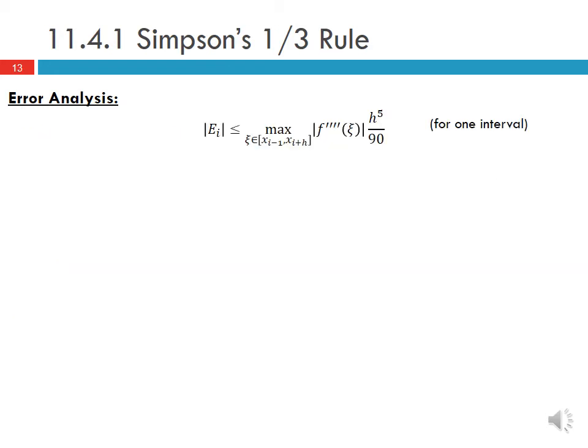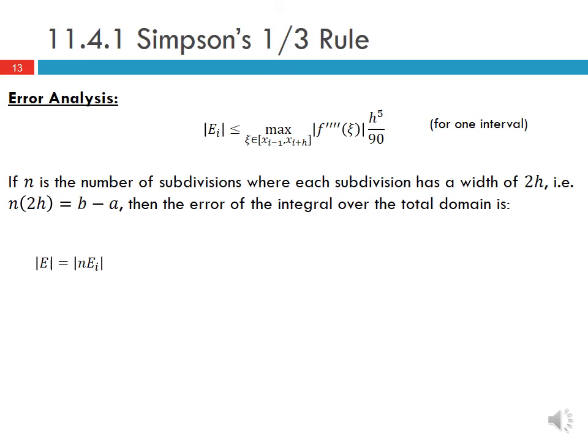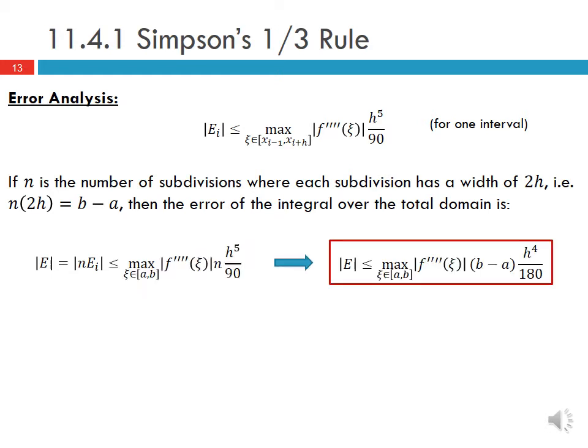So this was for one interval. If n is the number of subdivisions where each subdivision has a width of 2h, then n times 2h is equal to b minus a, and the error of the integral over the total domain is going to be n times e_i. So we can plug that into our expression for the upper bound of the error and simplify to say that the upper bound of the error for the entire domain is related to the fourth derivative of the function evaluated at xi, where xi is whatever maximizes this expression within our interval a to b, times (b minus a) h to the power 4 over 180.